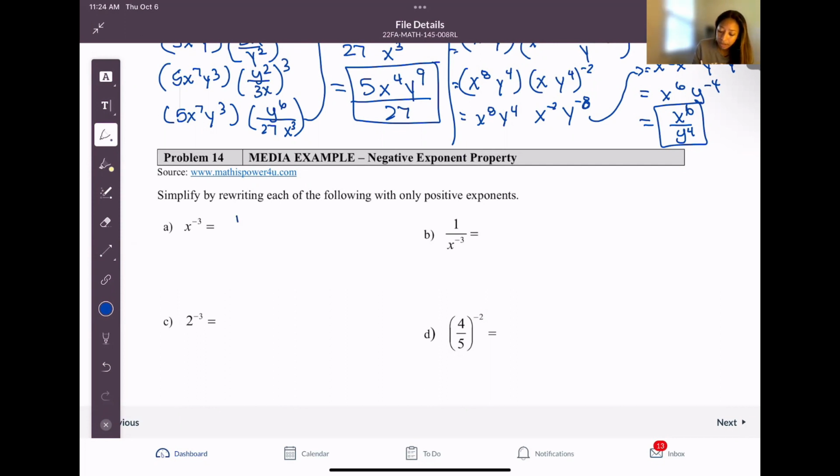X to the negative third power would be 1 over x to the third. That's all we have to do. 1 over x to the negative third power would be x to the third power. 2 to the negative third power would be 1 over 2 to the third, which is 1 over 8. We have a fraction with a negative exponent. Remember, we flipped the base. So 4/5 to the negative second is 5/4 squared, which is 5 squared over 4 squared, or 25 over 16.